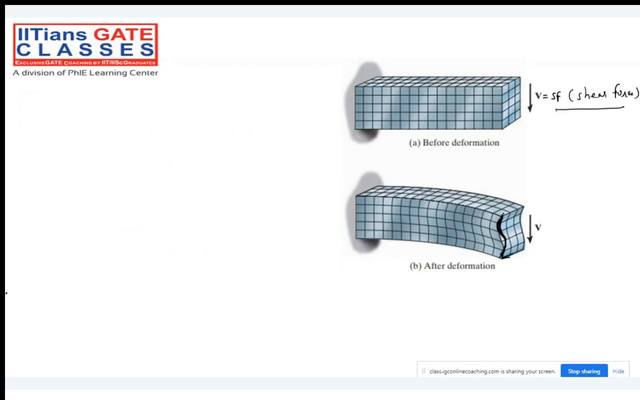Right, that particular vertical line will not remain a straight line. In bending, you might have seen that this line was something like this. That is not curvature, but here you can see there is a curvature. Right, so that is because of the shear deformations.